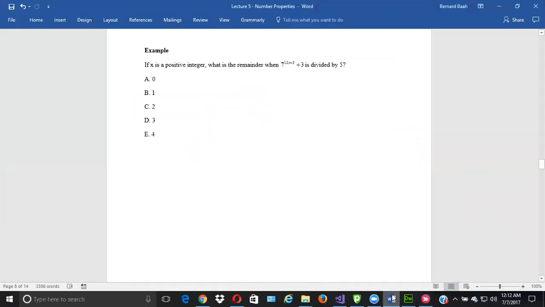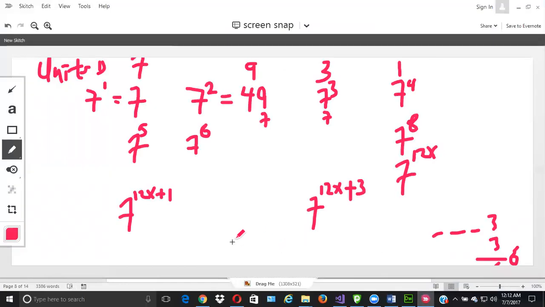Then the question is, what's the remainder when you divide this number by 5? Well, a number that has a unit digit of 6, if you divide it by 5, the remainder will be 1. So that's your answer. It's going to be B. The remainder will be 1. So I just put remainder equal 1 here.